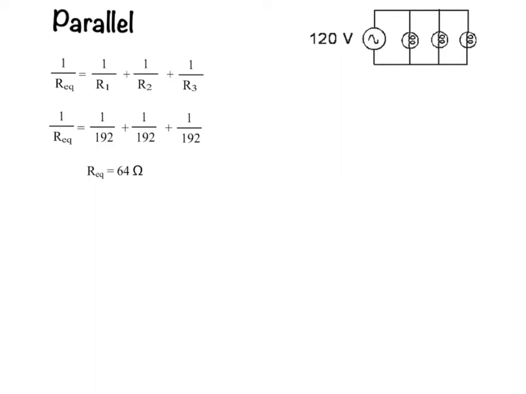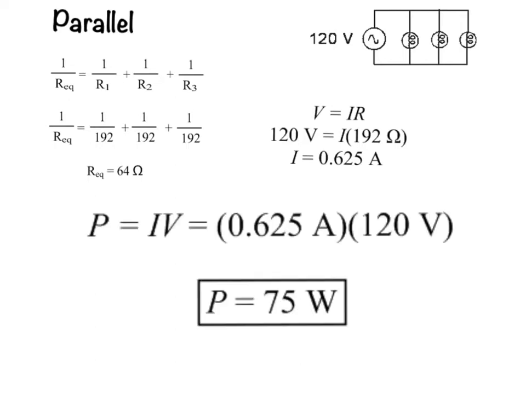Now, even though in a parallel circuit the current is different through each circuit element, these bulbs all have the same resistance. So each will experience the same current. The current through each bulb then is 0.625 amps. Therefore, the power dissipated by each bulb will be the full 75 watts that each bulb is rated at.